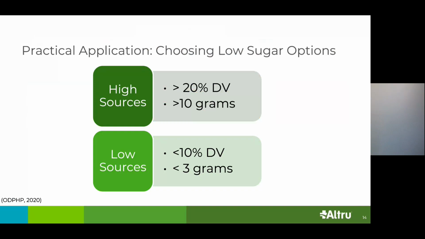So if you remember 10 grams and 3 grams, 10 grams would be a high source of sugar, 3 grams or less would be low sources of sugar.